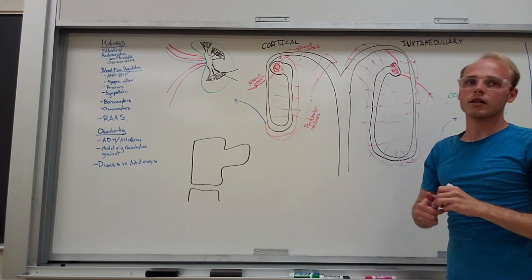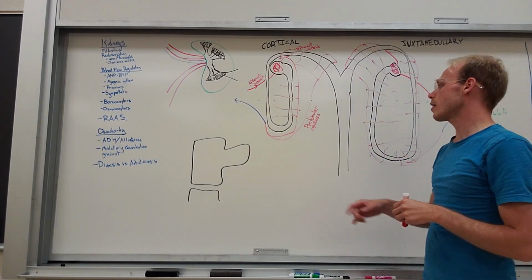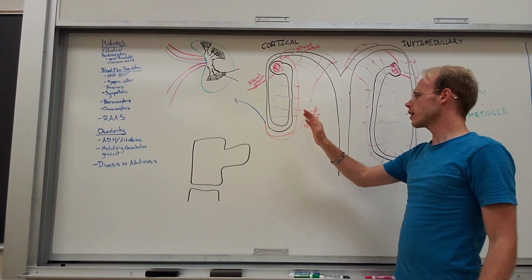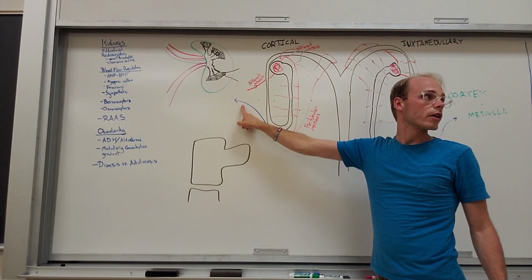The capillaries is what does all of the exchange with the nephron inside the lumen to the rest of the blood, and then if we like it, we keep it, and it goes out here.